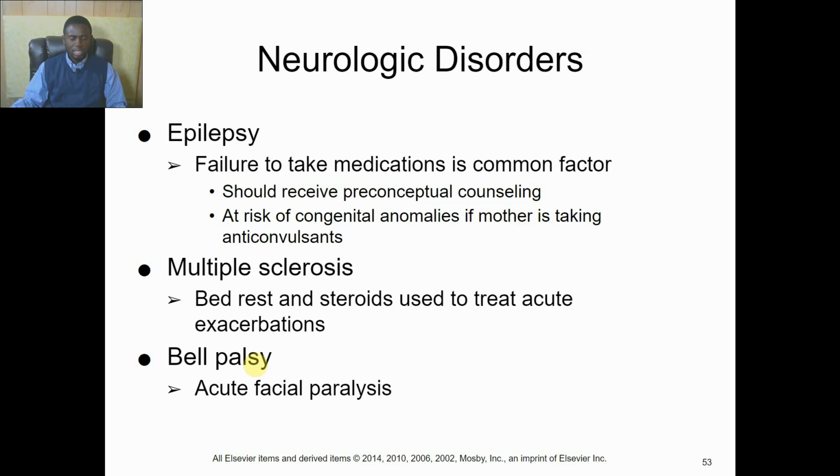Multiple sclerosis is a disease which causes muscle degeneration, and this can also be a potential complication for pregnancies. Most of the time, if a patient has multiple sclerosis, we are going to put them on bed rest and use steroids to treat acute exacerbations to help them carry the pregnancy to term. There is also what is called Bell palsy, which is an acute facial paralysis that can impair pregnancy because this can cause an impairment in respiration.